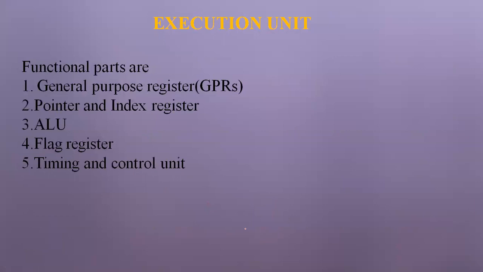So the execution unit can be divided into 5 different parts. General purpose registers: 4 general purpose registers, AX, BX, CX, DX. Next, pointer and index registers. 2 pointer registers: stack pointer and base pointer. 2 index registers: source index and destination index register. Arithmetic and logical unit, flag register, timing and control unit. So these 5 are the main parts of the execution unit.